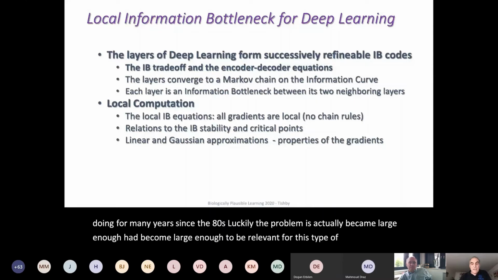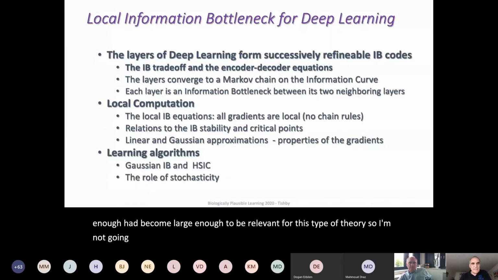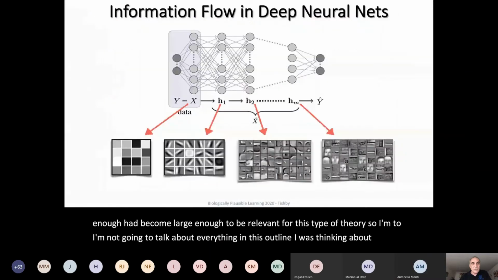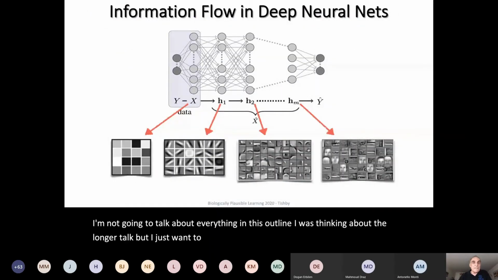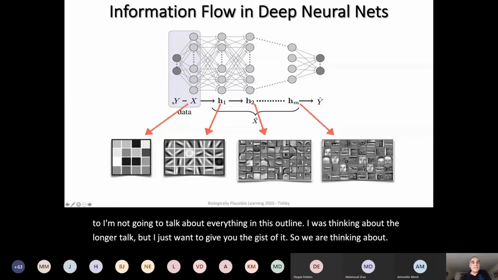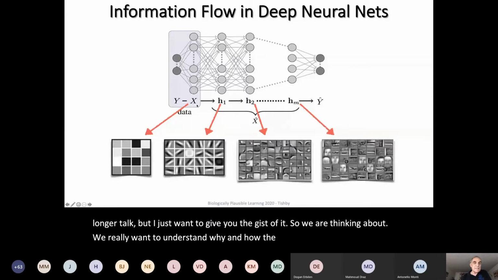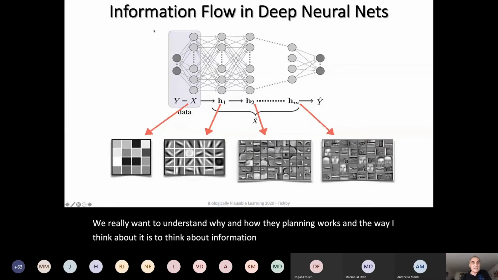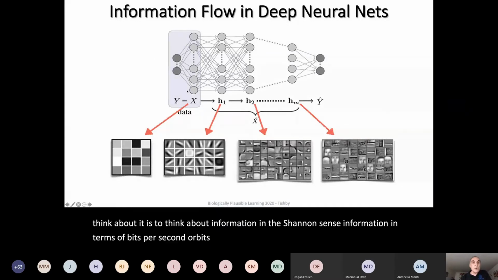So I'm not going to talk about everything in this outline. I was thinking about a longer talk, but I just want to give you the gist of it. We really want to understand why and how deep learning works, and the way I think about it is to think about information in the Shannon sense, information in terms of bits per second or bit rates, flowing through the layers of deep neural networks.